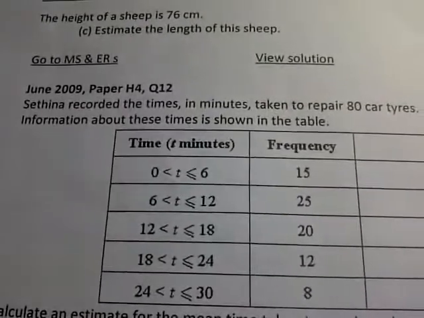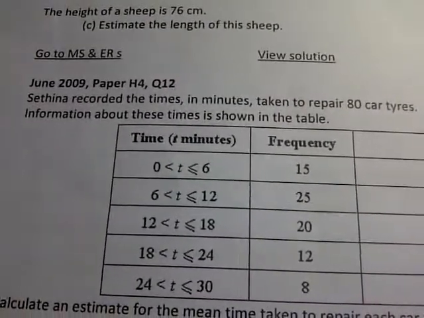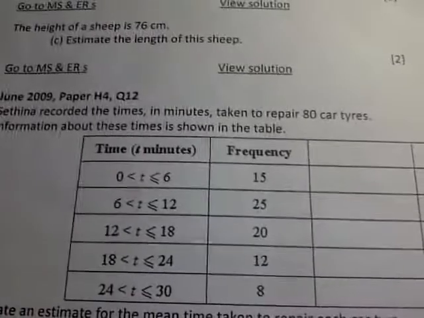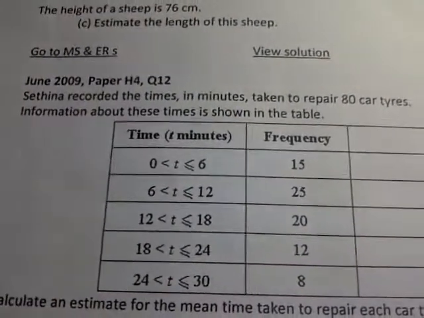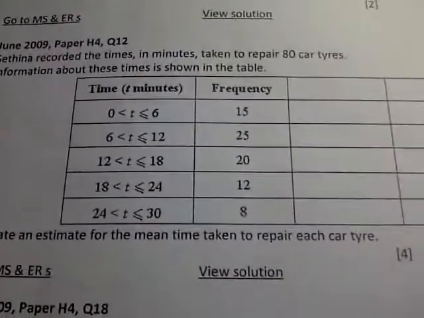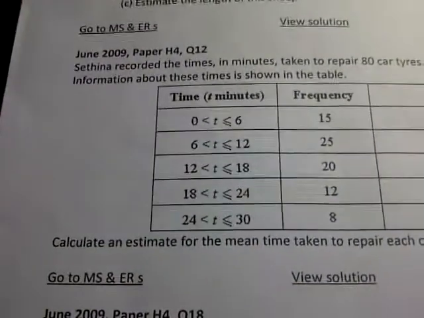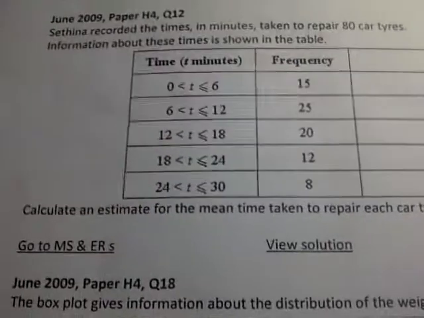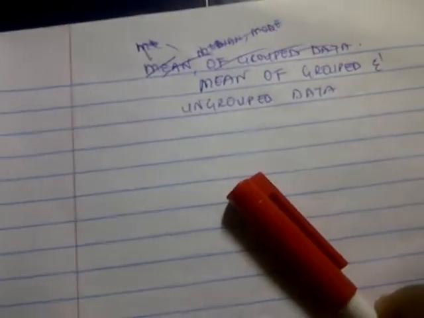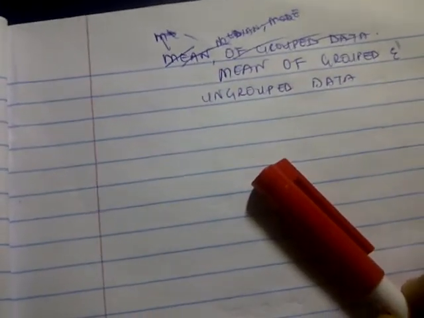Now this question says that Cetina recorded the times in minutes taken to repair 80 car tires. Information about these times is shown in the table. We are now asked to calculate an estimate for the mean time taken to repair each tire. Okay? Now, this takes us to a topic I call mean of grouped and ungrouped data.